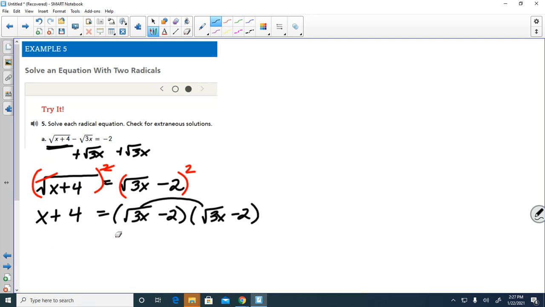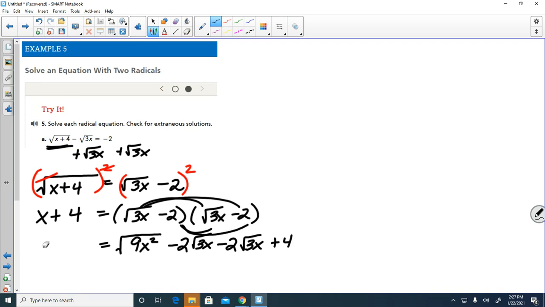So distribute. The square root of 3x times the square root of 3x is the square root of 9x squared, minus 2 square root of 3x, minus another 2 square root of 3x, and then negative 2 times negative 2 is plus 4. Then I'll bring down the left side.